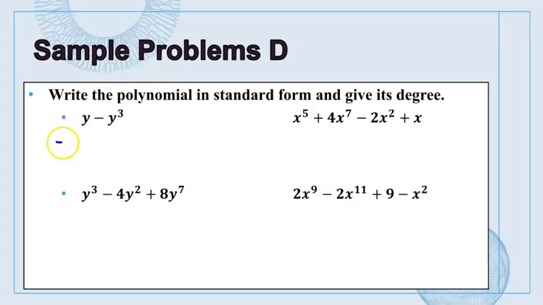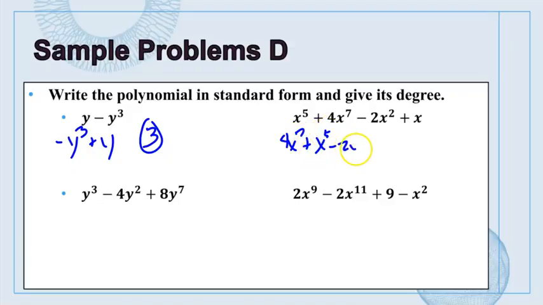So this one would be negative y to the 3rd plus y. That's in standard form, and the degree would be 3, because this term has 3, this has 1. 3 is bigger than 1, so a degree of 3. This next one would be 4x to the 7th plus x to the 5th minus 2x squared plus x. This would have a degree of 7 because 7 is the biggest exponent I have in each of the terms.